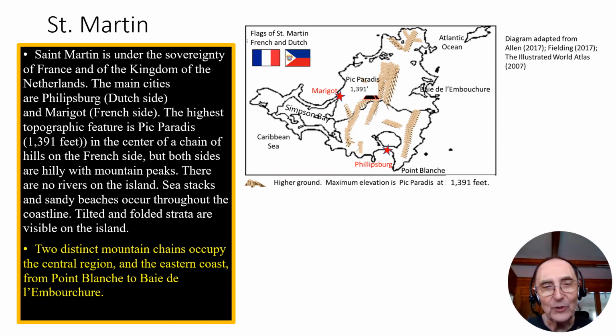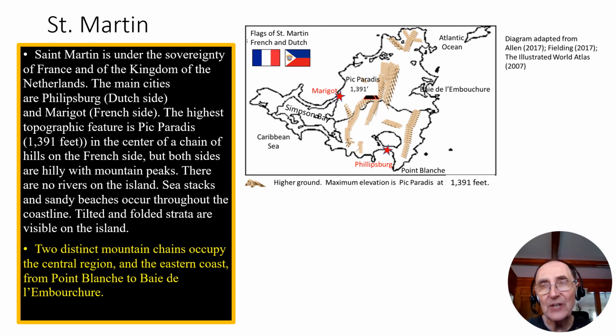Okay, now we talk about the island of St. Martin. St. Martin is a very interesting island because it is really two countries in one. You have a Dutch side and you have a French side. Please refer to the sketch map that I'm giving you here. The main cities are Philipsburg on the Dutch side and Marigot on the French side.